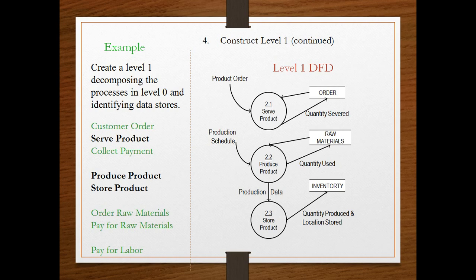Now let's go ahead with the next. Customer order, serve product, and collect payment is done. Product is going to produce and store product. So serve product: product order, serve the product, order is given, quantity is served. Now you're going to produce the product, you're going to get the raw material. Quantity used, you're going to maintain it in the stock, and the production schedule is done. Production data is stored, and you're going to update your inventory, like your sugar is only 3 kgs, your salt is only 1 kg. So this is how your inventory is updated.